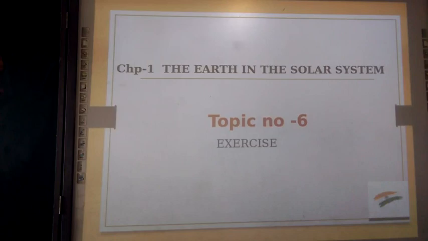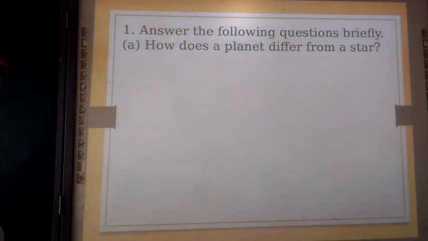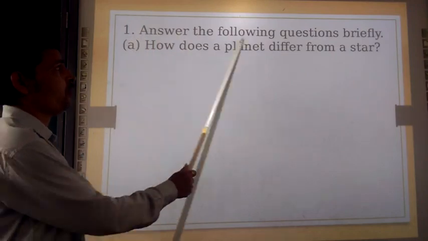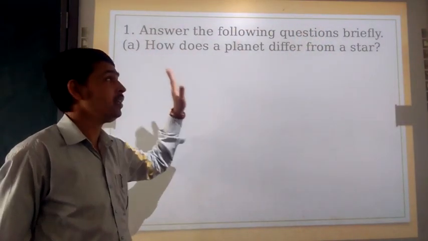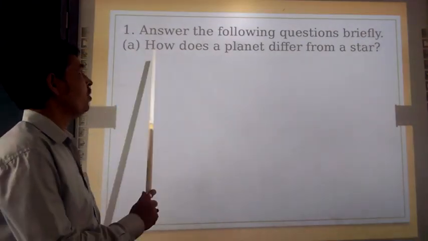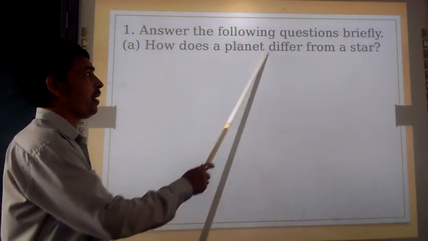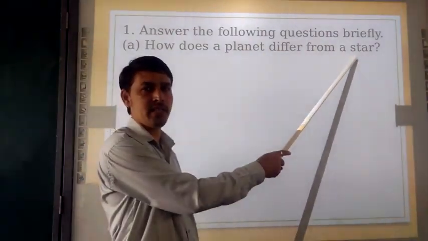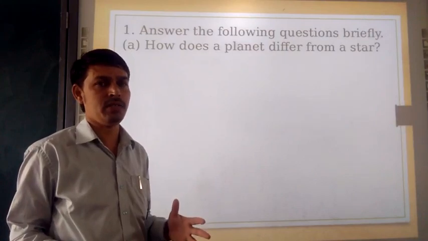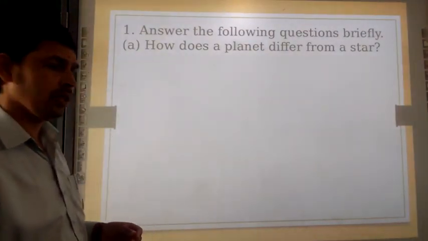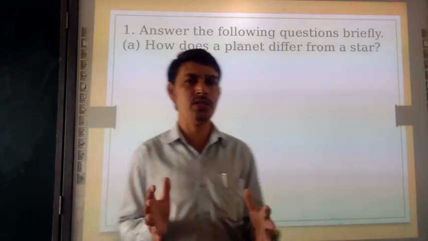Question number 1. Answer the following question briefly. Question number 1 is here for you. How does a planet differ from a star? So here is the planet and there is the star, and how both of them are different from each other. The point to note here is that stars and planets are different from each other.